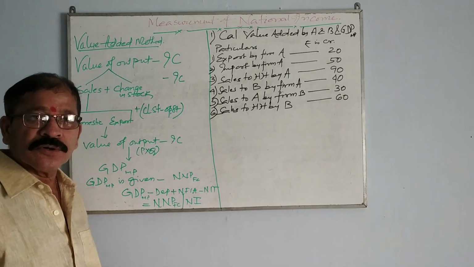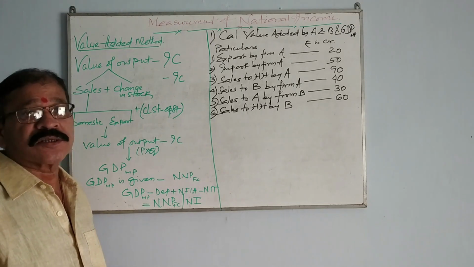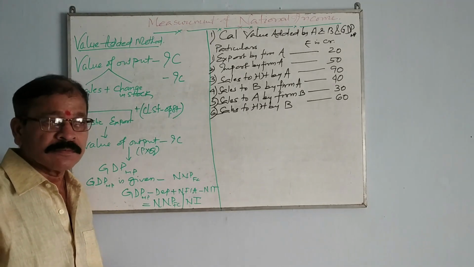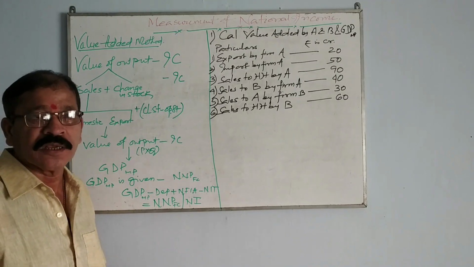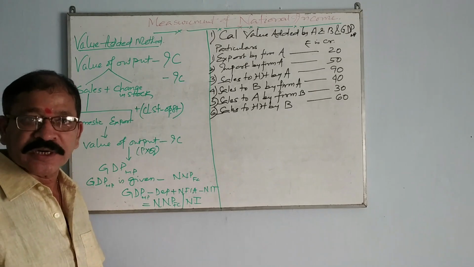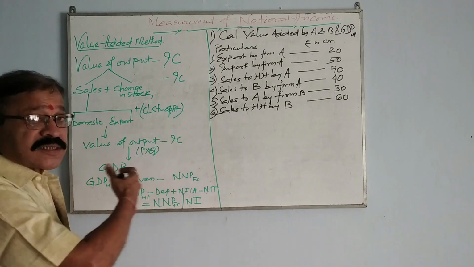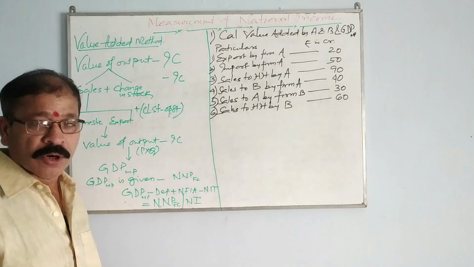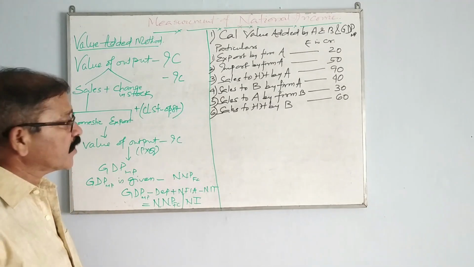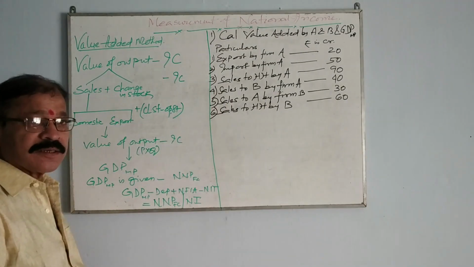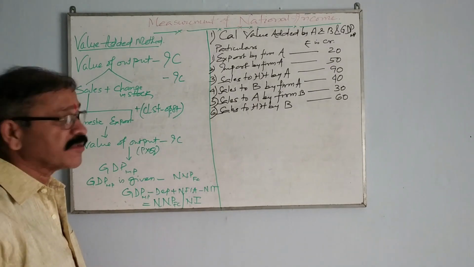In my previous video, we discussed one of the methods of calculating national income, and that was the value-added method. So we discussed elaborately all the formula and other aspects of that formula. Now let us do some numerical problems of the value-added method. Before we start that, let us once again recap the formula of the value-added method.